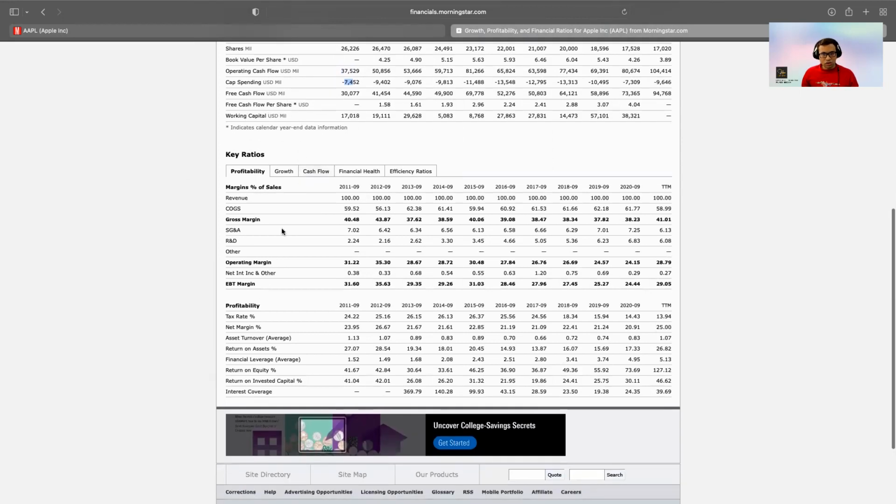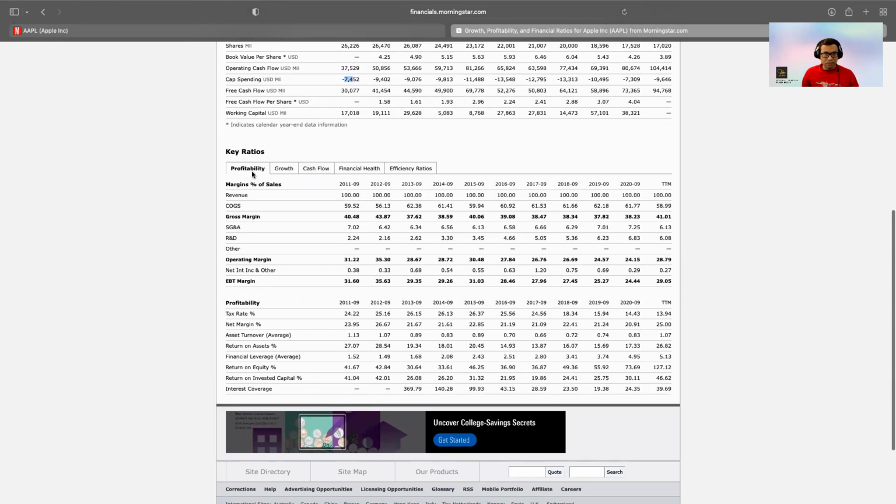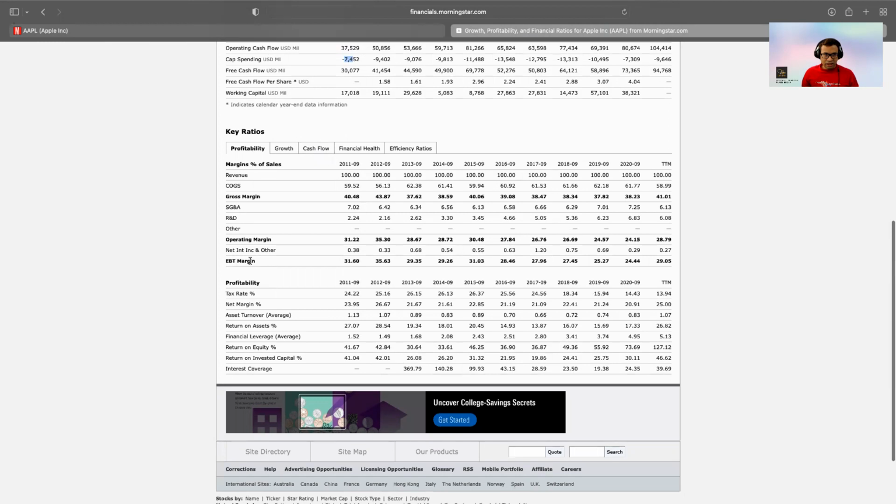For the key ratio, here is the detail. So we have profitability, which is always about profit, like gross margin, operating margin, and EBT margin, earnings before tax. So we have all the profitability here.